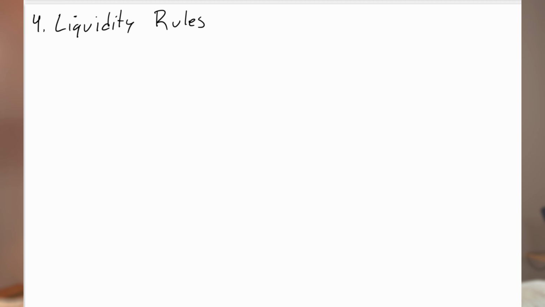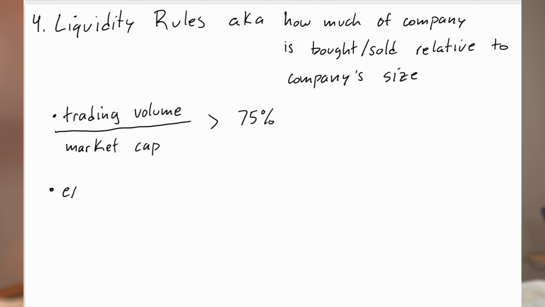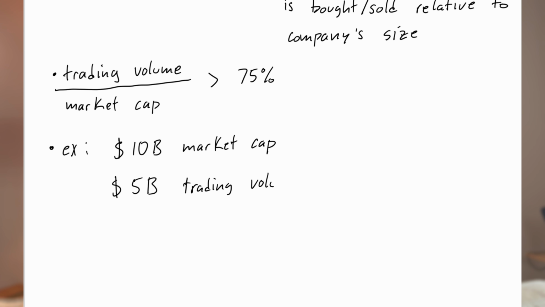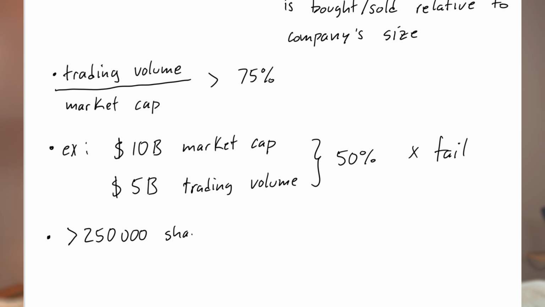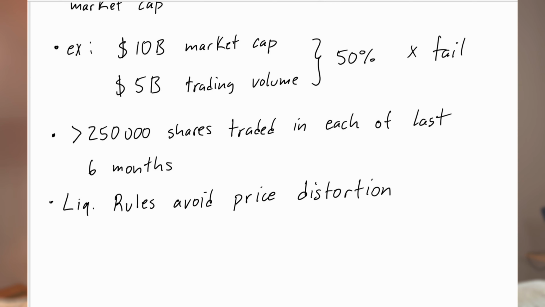Fourth, liquidity rules, which represent how much of the company is being bought and sold relative to the company's size. The ratio of trading volume to the stock's market cap must be at least 75%. For example, a company with market cap of $10 billion traded $5 billion of shares over the last year. This ratio would be 50%, and so the company would not pass this criteria. The stock must also have traded a minimum of 250,000 shares in each of the last 6 months leading up to the evaluation date. These liquidity rules exist for a reason. They ensure that large passive funds can buy the stock without distorting its price.